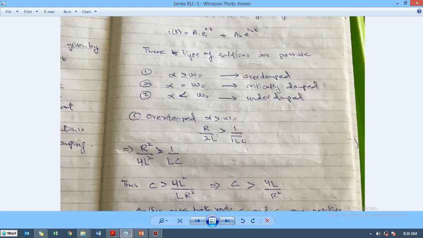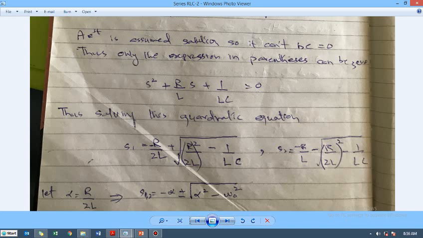And the second case is when alpha is equal to omega. In that case, the root will just cancel out, and there will be nothing. So this plus minus will make no difference, it will be plus minus 0. So this will be only alpha, the root will be minus alpha. So there will be just one root in critical damping, so we will have to see it from that point of view.